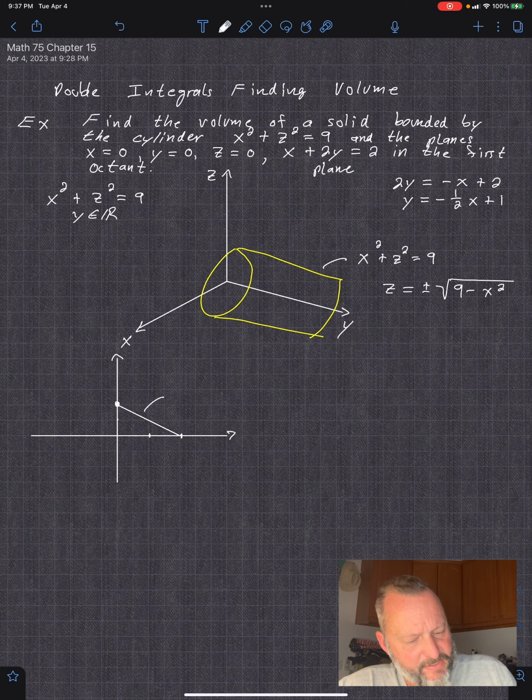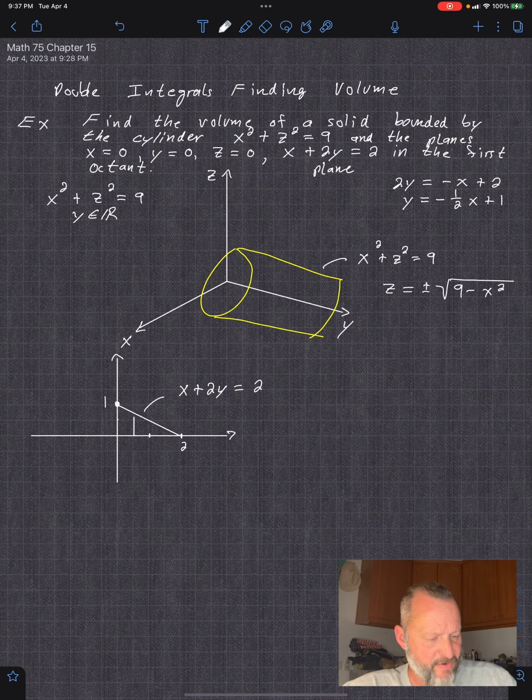So that line is x plus 2y equal to 2. And this is a 2, and this is a 1. So we can look at basically the area of this by calculating the representative rectangles and then adding them up all the way across. So it's the area of that times the height. And it's the first octant, so we're not going below, we're just going to the top.